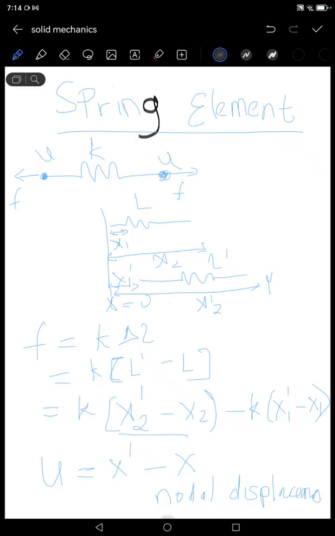Moving forward, let's say this one is going to be our force 1 and this one is going to be our force 2. Our force 1 is moving to the left, which is going to be a negative force, and F2 is moving to the right, which is going to be a positive force. So F1 is going to be negative F, and F2 is going to be positive F.